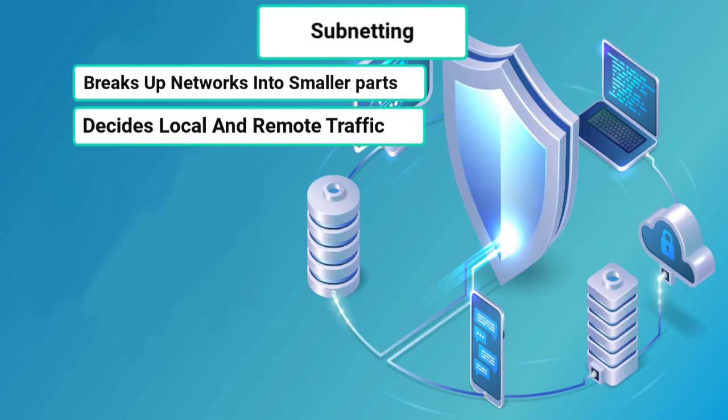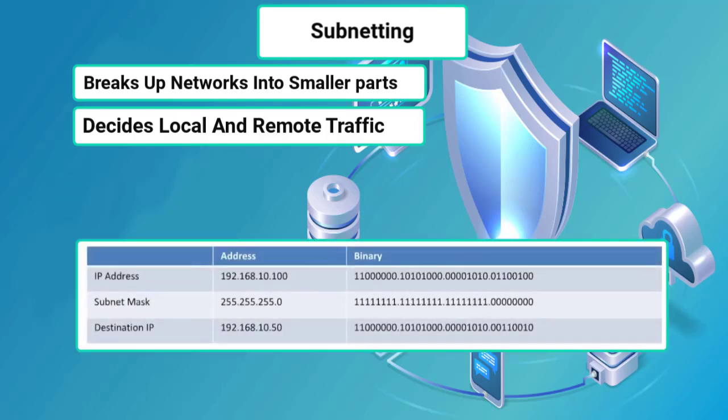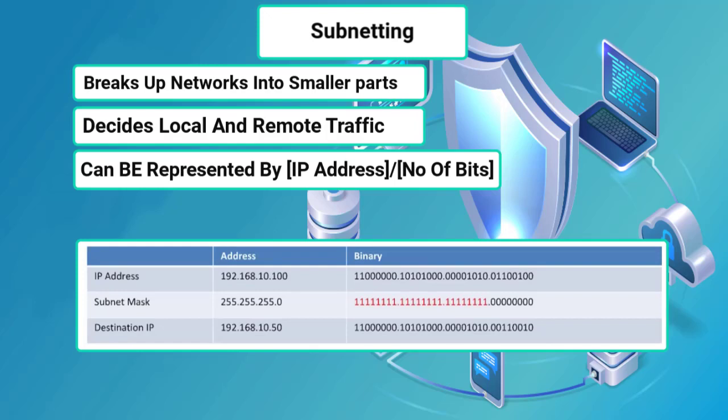Unfortunately, once you start subnetting your network, you must begin functioning in binary. Consider the following scenario to demonstrate how subnetting works. The IP address, subnet mask, and destination IP address are shown in binary. When the subnet mask is shown in binary, it is clear that it is a continuous list of ones, then a string of zeros. Ones must always be on the left and zeros must always be on the right, because the subnet can be represented by the IP address / number of bits.